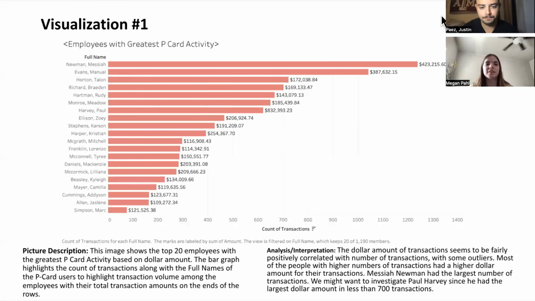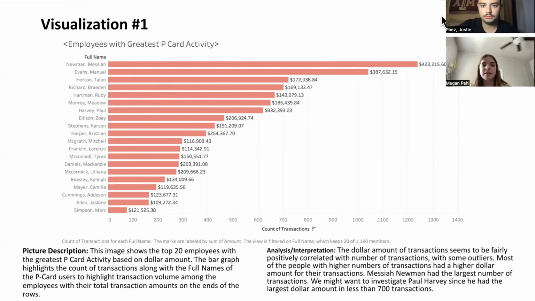Okay, so with this visualization, it is showing the employees with the greatest P card activity. So these are going to be your top 20 employees that had the most spending dollar wise. And then it also shows the number of transactions that each employee had. So for example, for Messiah, he spent $423,215.60 and had about 1,250-ish transactions. And then that's how it is for everyone else.